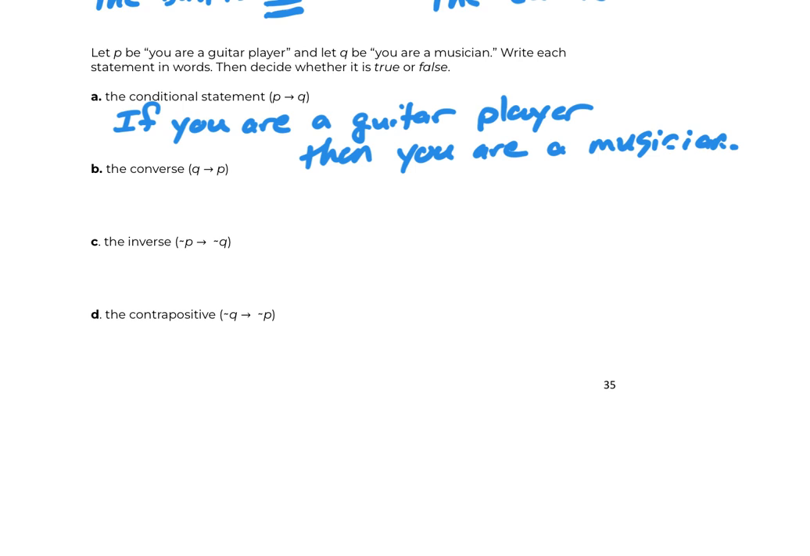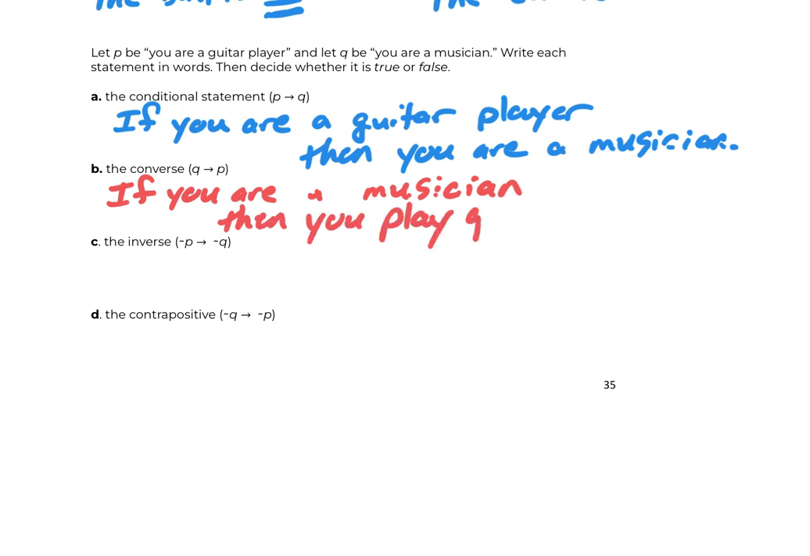Okay, second statement is the converse. The converse takes the two statements and flip-flops them. Okay, so now we're going to say, if you are a musician, then you play guitar. That's my second statement.